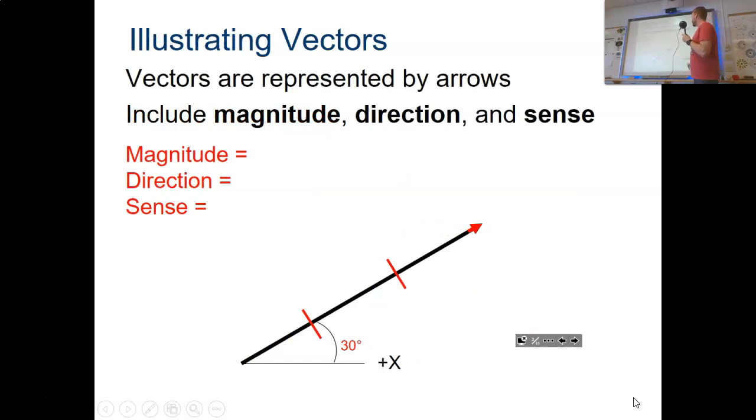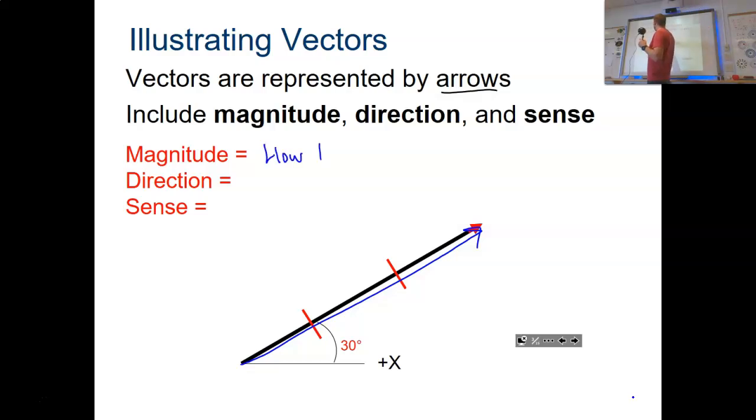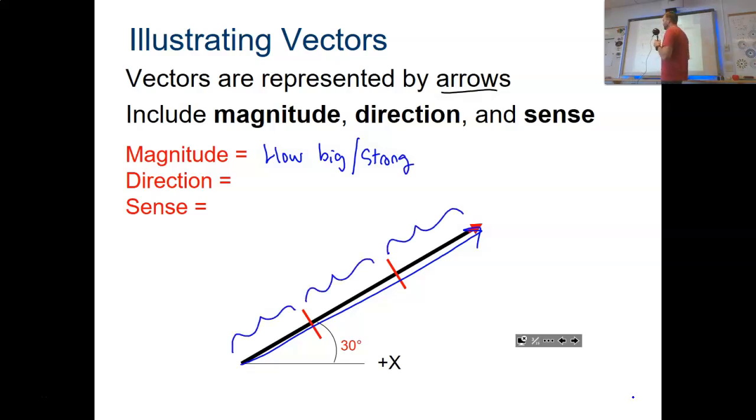Vectors are represented by arrows, so you can see that there's an arrow right here. Magnitude is how big. In this case, this vector is 3, and you can see it's denoted by 3 units. Maybe it's 3 pounds. Maybe it's 3 newtons. I don't know. But in this case, this magnitude would be 3. I'm just going to go with pounds.